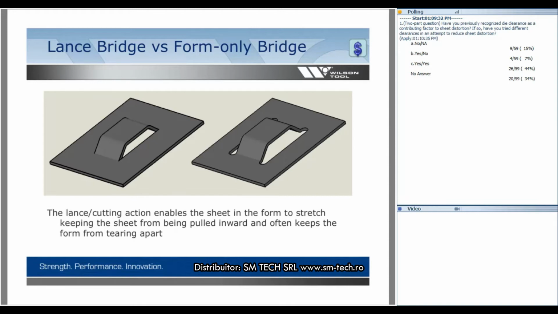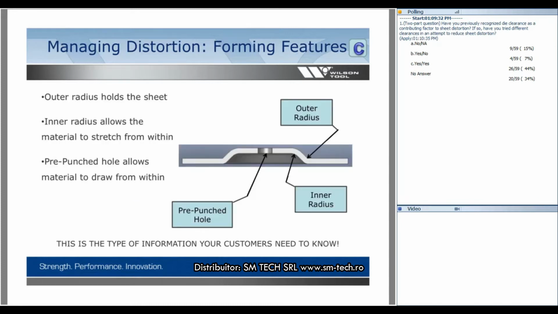That's all the case. So I have that dollar up there because a lot of people are thinking, I can save money by doing a form-only bridge. But then they start fighting the form might tear, it distorted so much it tore, or they have an exorbitant amount of sheet distortion that only can be resolved by turning it back to a lance and form bridge. So be careful about the tool you're ordering.